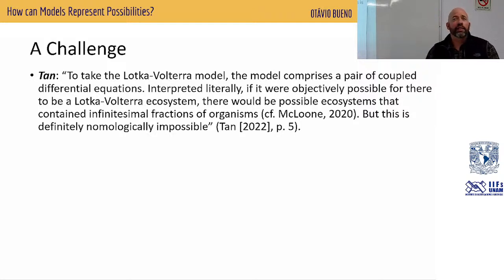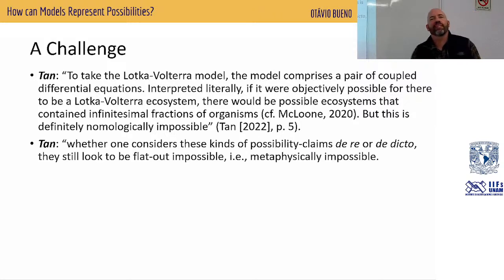Interpreted literally, if it were objectively possible for there to be a Locke-Voltaire ecosystem, there would be possible ecosystems that contain infinitesimally small fractions of organisms, right? That comes out exactly because of that continuity, right? But this is definitely nomologically impossible, right?